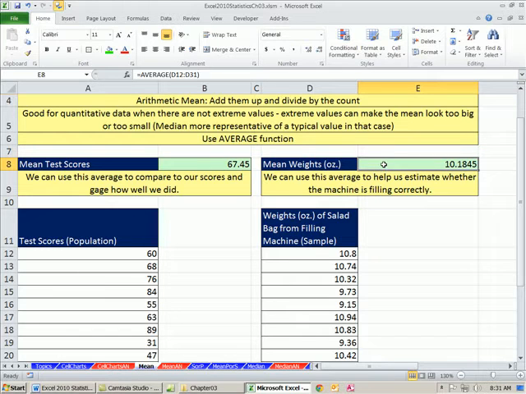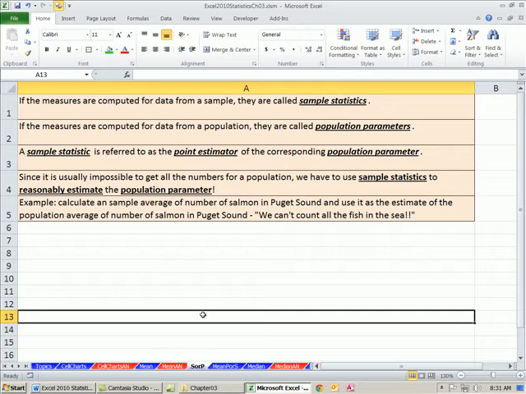But an average, a single value, represents all the data points. So, mean. Let's go over to the next sheet. It's S or P, sample or population. These are the terms we'll use.